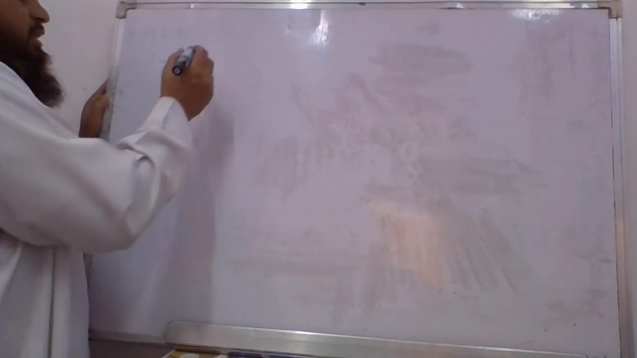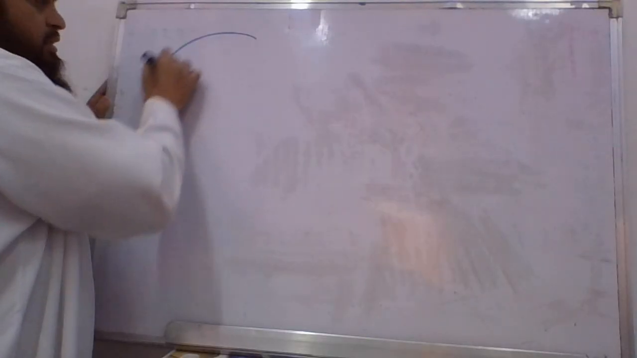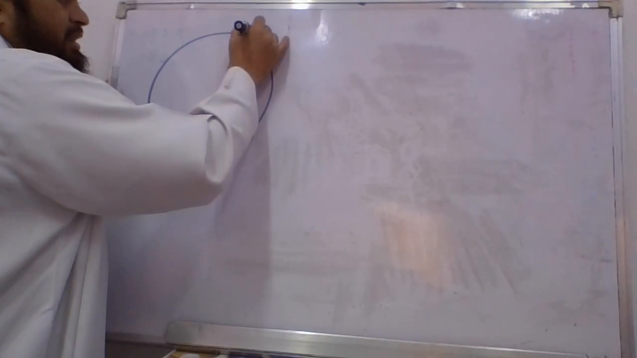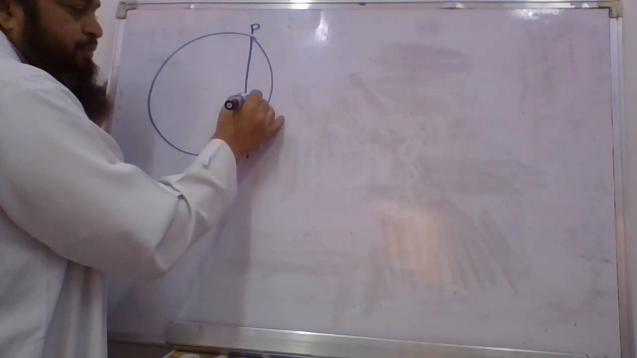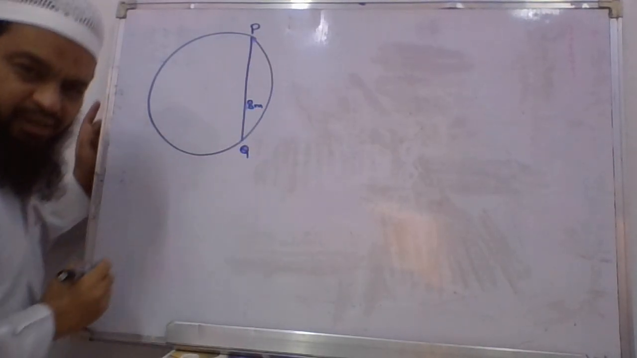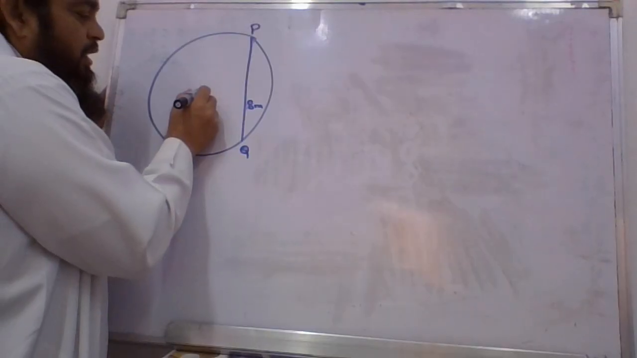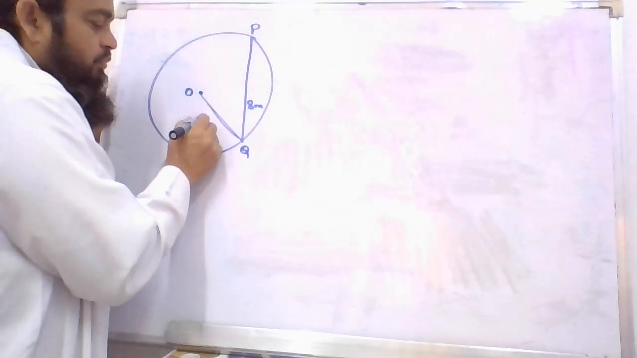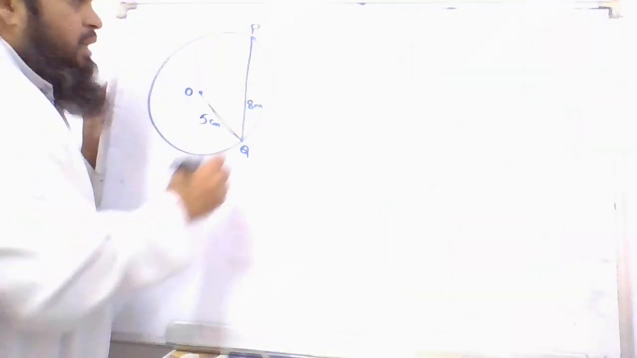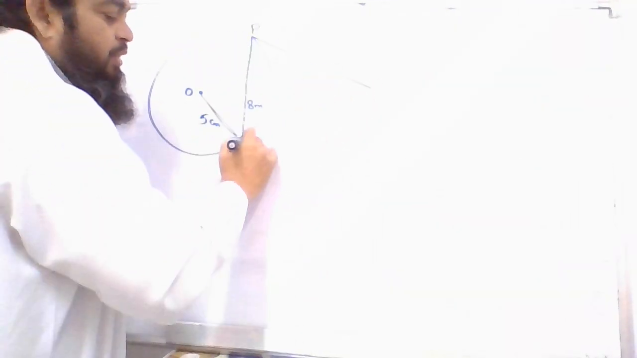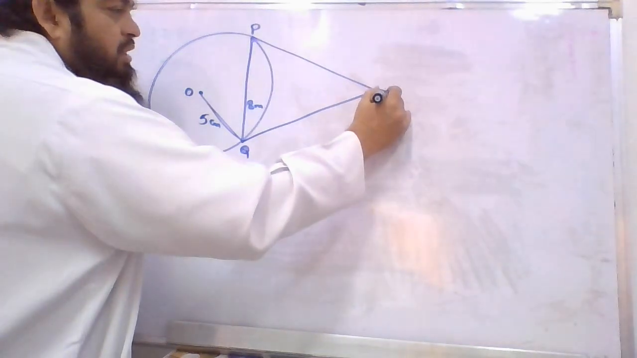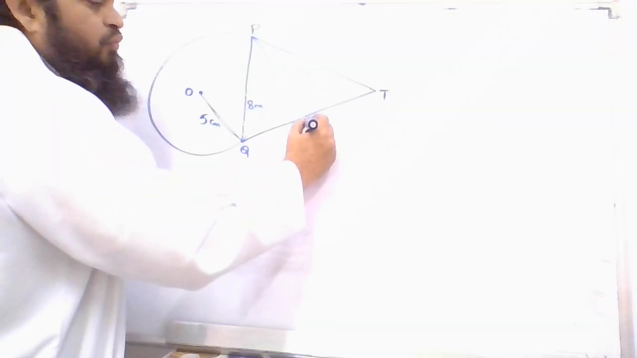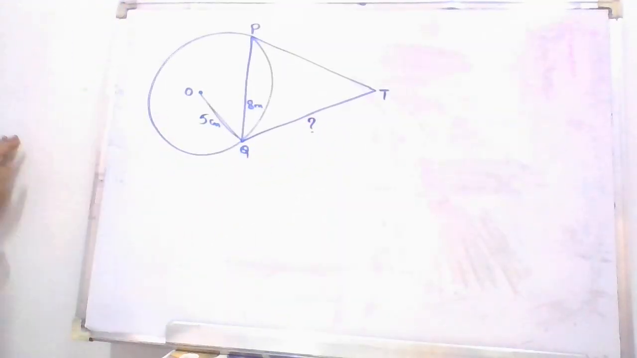So the question is that in a circle there is a chord of length 8 meters. Okay, length is 8 meters and the radius of the circle is 5 centimeters. And the tangents drawn from P and Q join at T. Okay, now you have to find QT. So this is the question.